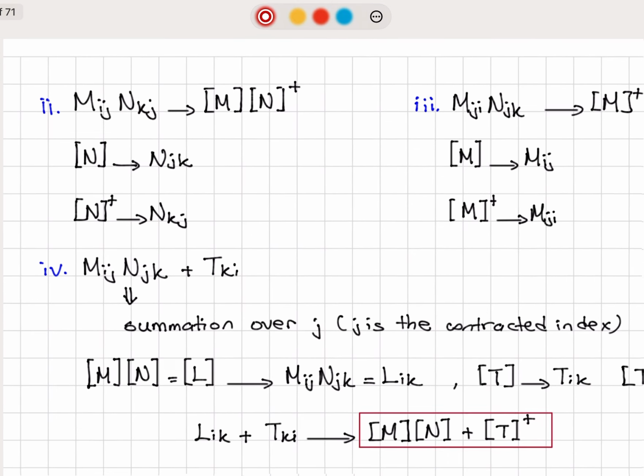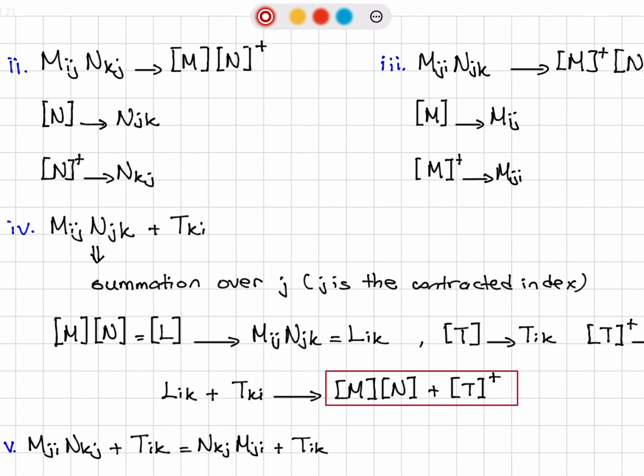Now, what is the meaning of Mij and Nkj? So if the N matrix is Njk, its transpose is Nkj. So in Mij and Nkj, the J is in the wrong position for this product. So this tells me that I'm taking the transpose of the second matrix. So it should be Nkj. That's the transpose. So this is the M matrix multiplied with N transpose.